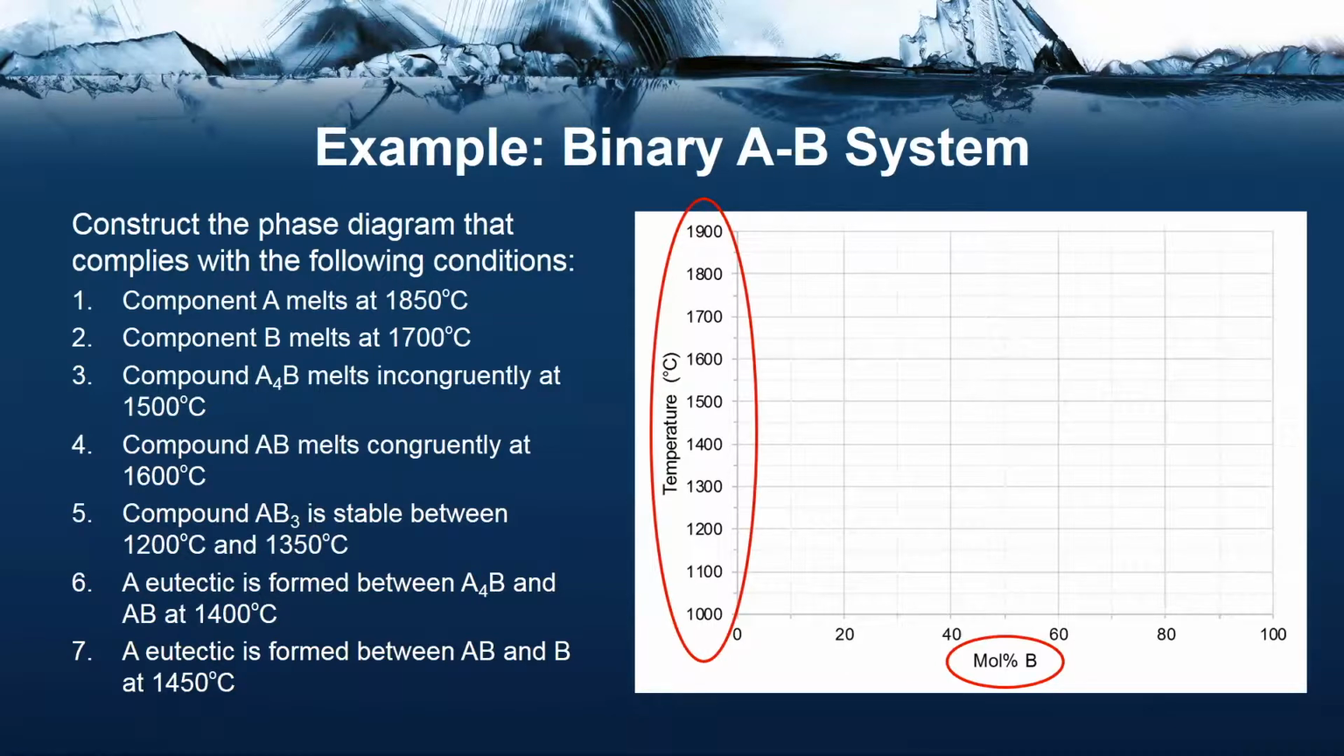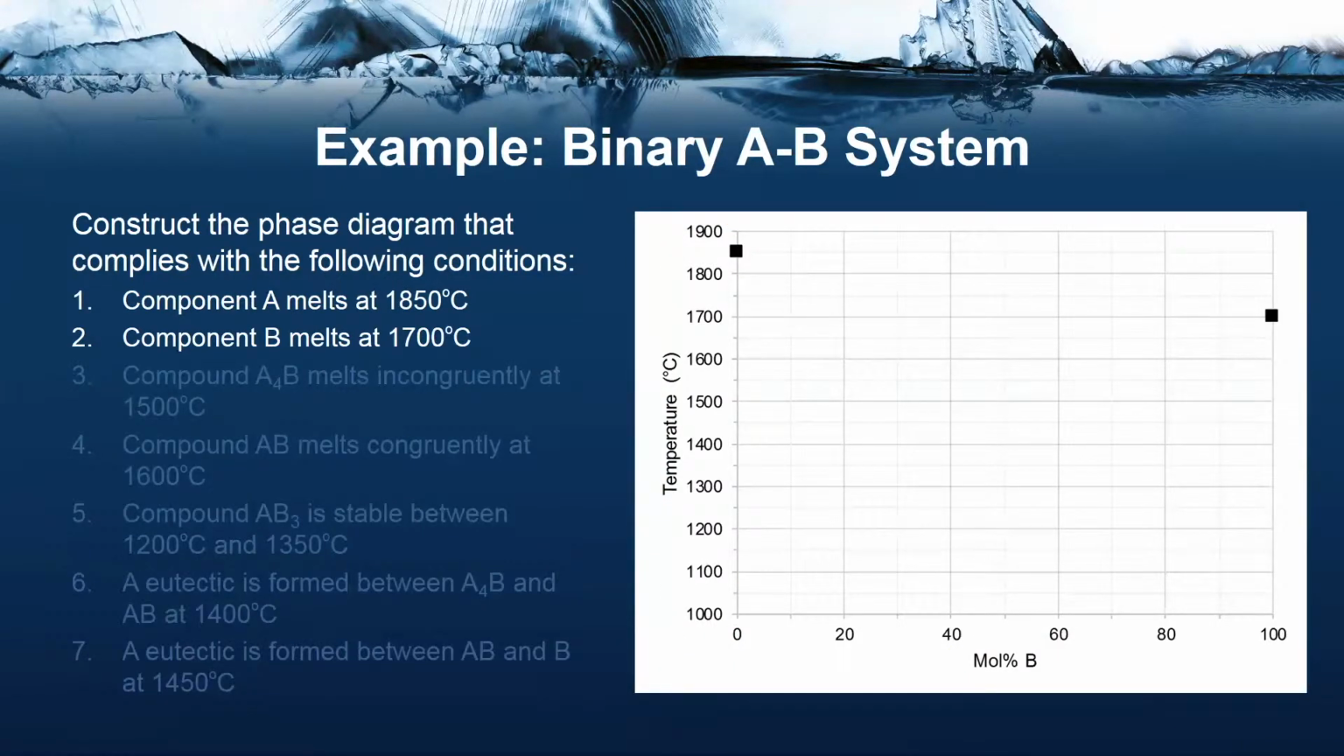The first two conditions given are simple to add to the diagram. Component A melts at 1850 degrees Celsius, so at 0% B, we put in 1850 degrees Celsius. And component B melts at 1700, so at 100% B, we put in 1700 degrees Celsius.